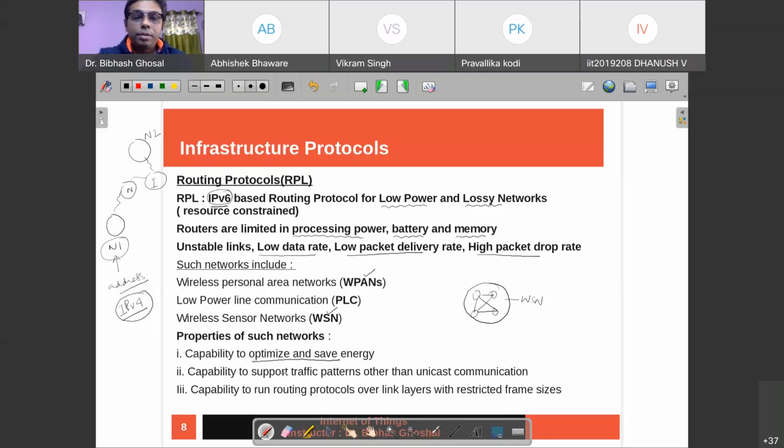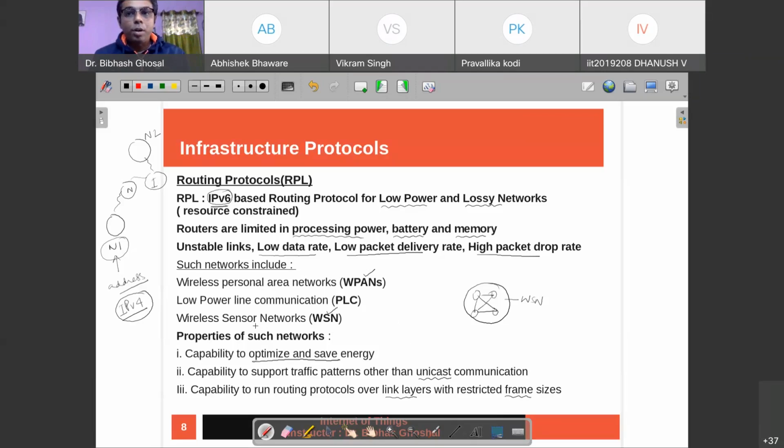Then they support traffic patterns other than unicast. It's not necessary that they only have unicast, which means you send from one to one. It's not like that. They can send at a time to many. That is multicast. Or they can run the routing protocols over link layers with restricted frame sizes, so they can restrict the amount of frames that you're going to send. So these are some of the properties of such networks. So making use of that, can we build a more robust protocol so that we can handle these problems?